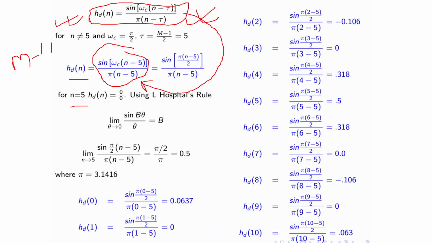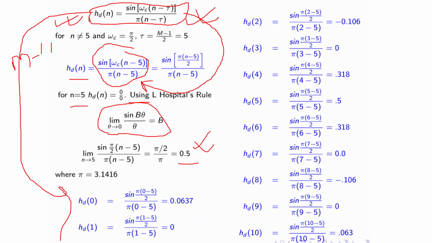So now if you try to find h of 5, of course n, that is 5 minus 5, it will be 0. So if we use the L'Hospital rule, you will get, at n equal to 5, your function value will be 0.5. So here we got h_d at 5. Now you can put the values in this equation in order to get the value of 0, in order to get the value of 1, similarly 2, 3 and 4.